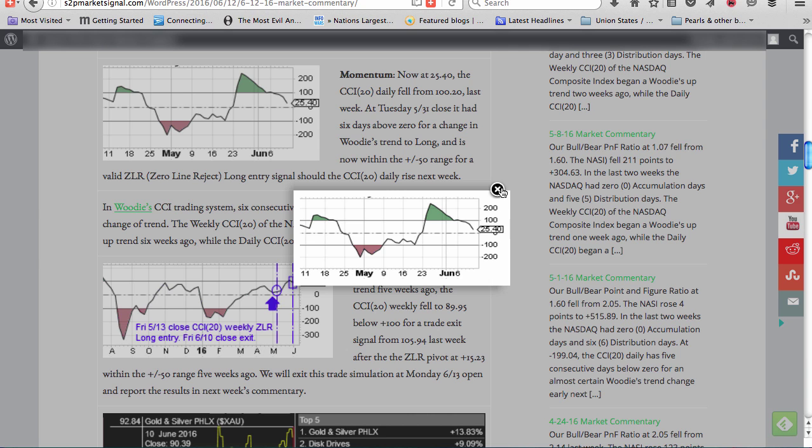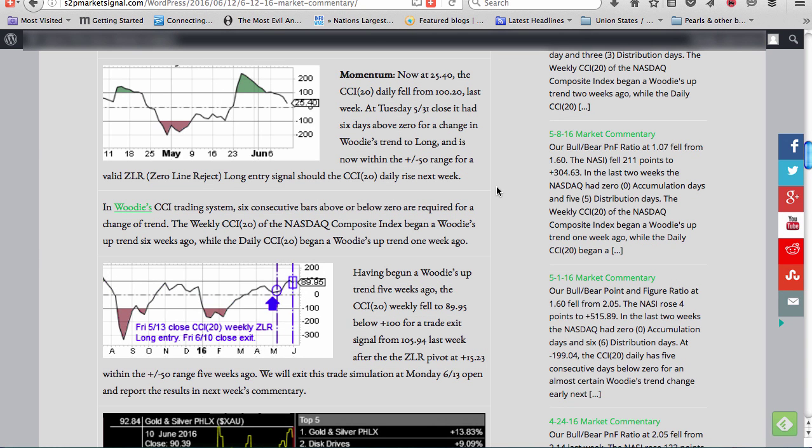Momentum, now at 25.40. The CCI 20 daily fell from 100.20 last week. At Tuesday 5/31 close, it had 6 days above zero for a change in Woody's trend to long, and is now within the plus or minus 50 range for a valid zero-line reject long entry signal should the CCI 20 daily rise next week. In Woody's CCI trading system, 6 consecutive bars above or below zero are required for a change of trend.